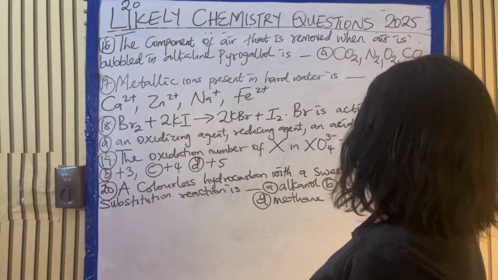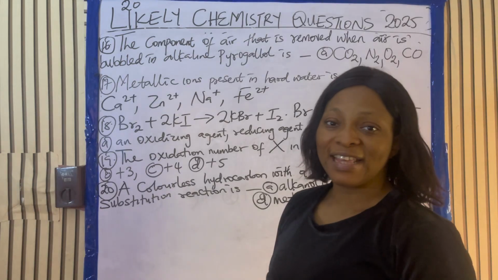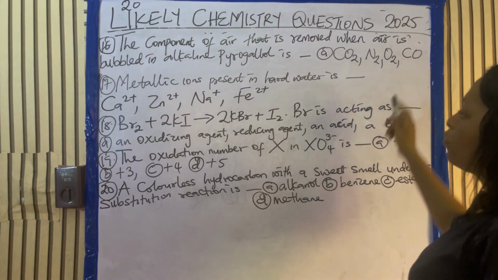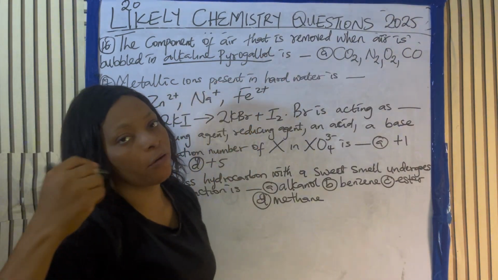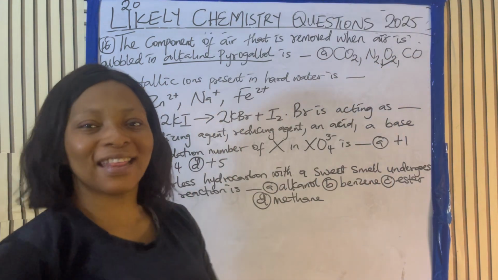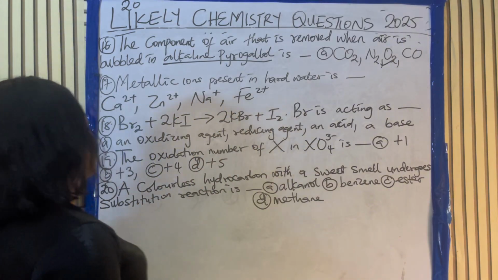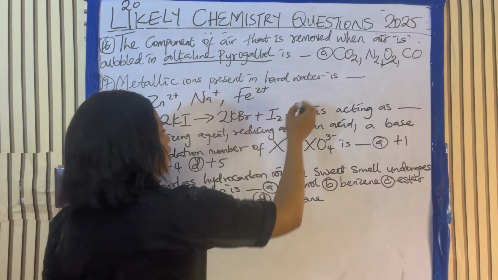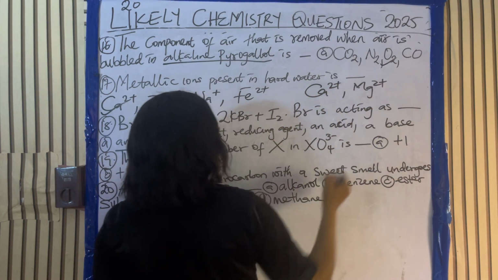The component of air that is removed when air is bubbled in alkaline pyrogallol is carbon 4 oxide, nitrogen, oxygen, and carbon 2 oxide. So alkaline pyrogallol, once you hear alkaline pyrogallol, what should come to your mind? Oxygen gas. Oxygen gas is absorbed, okay? Metallic ion present in hard water is calcium. Actually, we have 2 metallic ions present in hard water. Hard water is caused by the presence of calcium ion and magnesium ion.